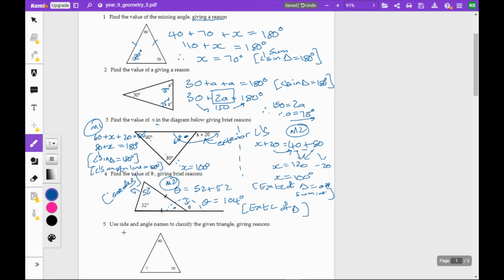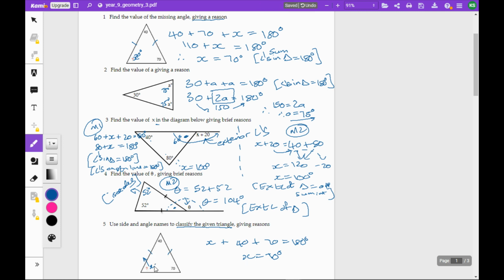Question 5: use side and angle names to classify the given triangle. Now you've got to read your question carefully. It says use side and angle names to classify the given triangle. Firstly, let's find the missing angle. Let's call it x. So x plus 40 plus 70 equals 180. That's 110. So that comes to 70 degrees. 180 minus 110 is 70.